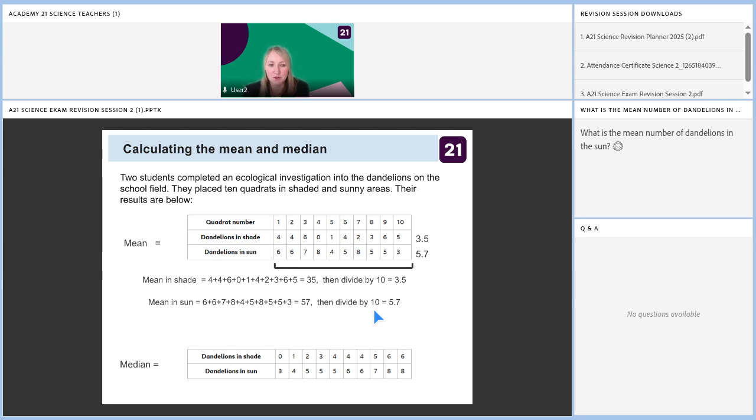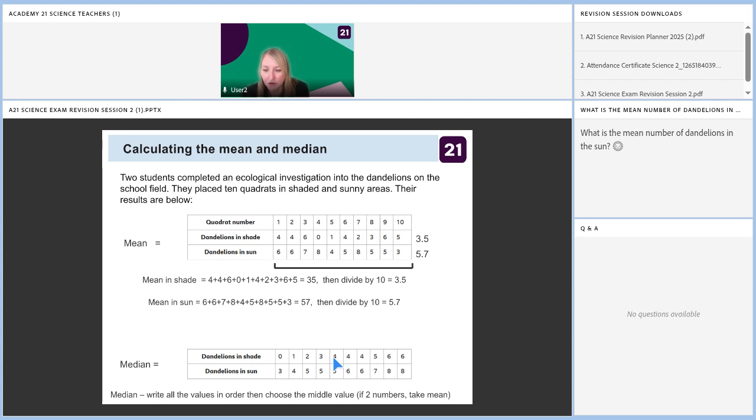Let's have a look onto having a think about a median. And I'm just going to do this one for you and show you the method that we would use. Using the same data, okay, so this is the exact same data from the top. But we said that when we want to calculate a median, we need to write all the values in order. Okay, so in ascending order from the smallest to the biggest is what we have here. So this line here from the table at the top, dandelions in shade, has been written out again, showing us the smallest number all the way up to the biggest number.